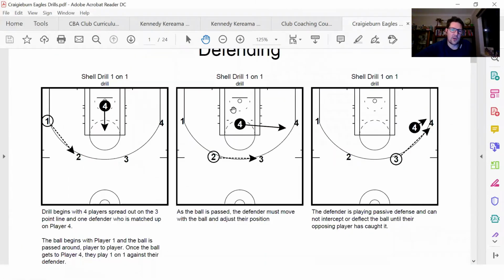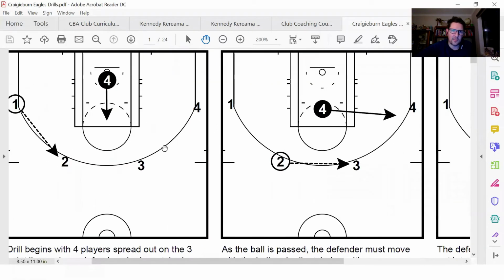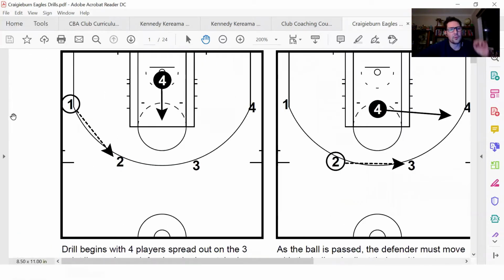So I always try and start with, I can just try and get my zoom correct. Cool. So we're starting with this screen just here. Numbers are going to be matched up on each other. So player 4 here in the black circle is on defense, and they're playing against the number 4 on the offense over here. And there's 4 offense spread out around the 3-point line.